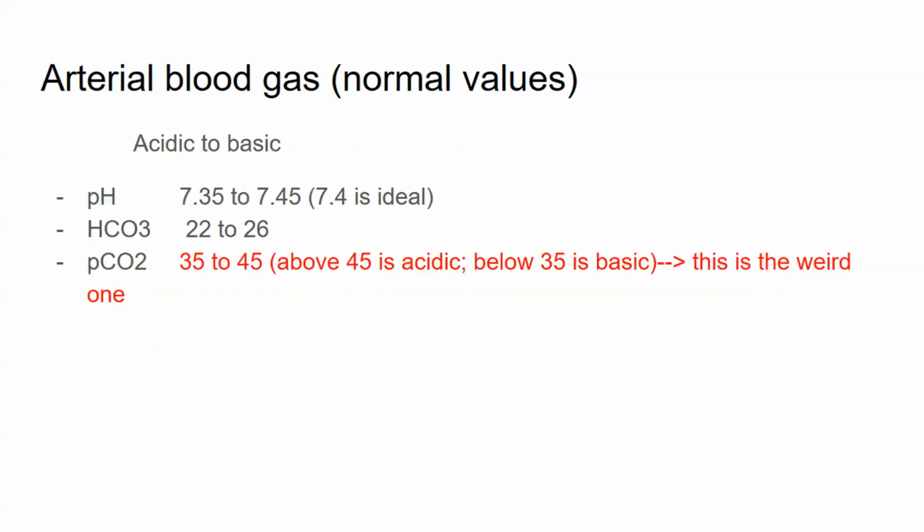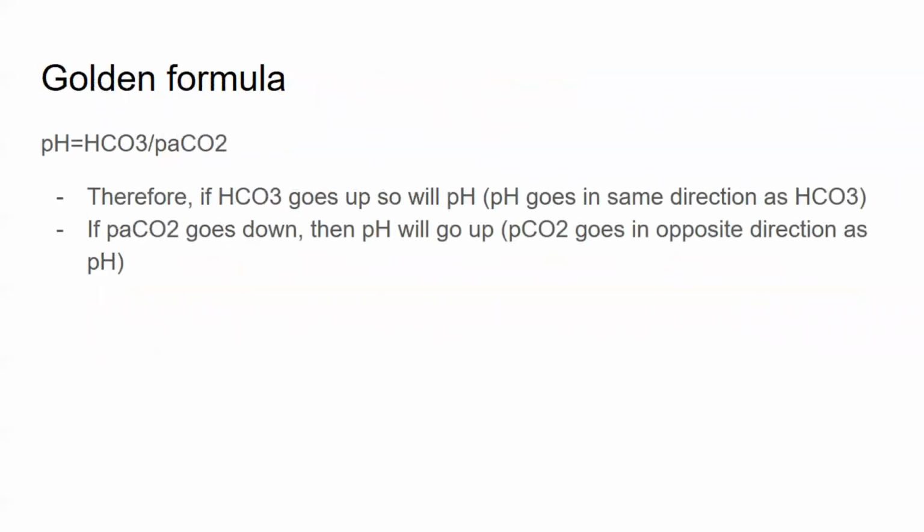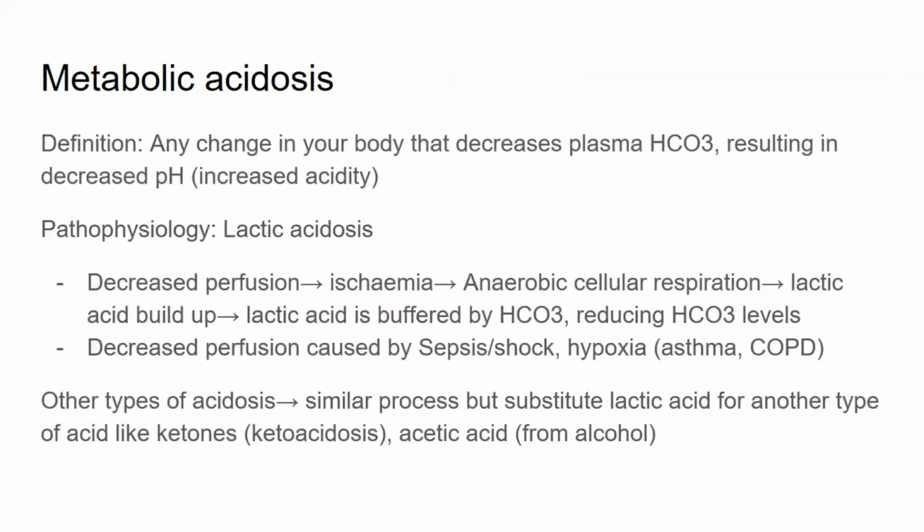So really, the reason why we have our PCO2 and our bicarb is so that we can figure out if something's metabolic or respiratory. This is really the formula that you need to know. The pH is equal to the bicarb over the concentration of carbon dioxide. So if bicarb goes up, then the pH will go up. If CO2 goes down, then the pH will go up.